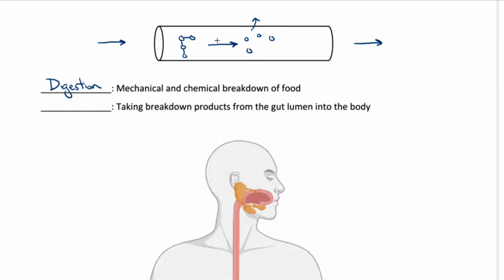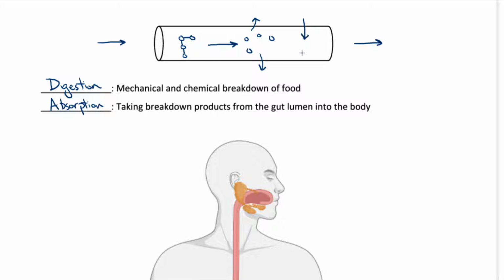And then there's absorption. Absorption is taking those breakdown products from the gut lumen. The interior of a hollow organ is called the lumen, so from the lumen into the body. This would be absorption. Less obvious might be secretion.